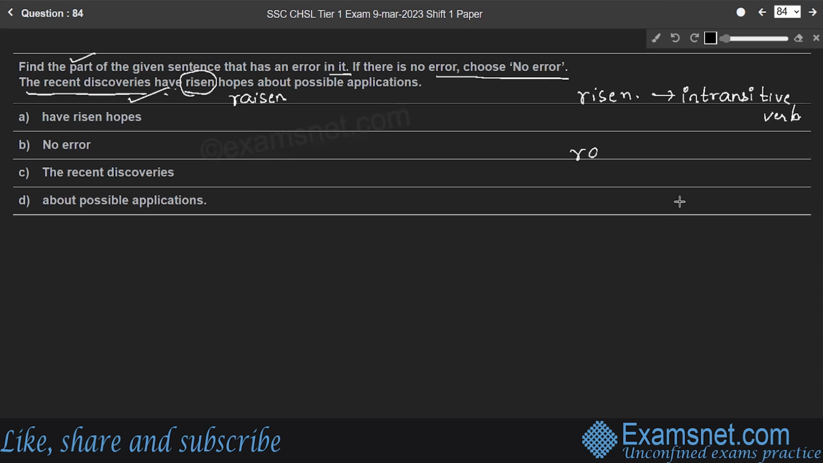Whereas raise is a transitive verb, a transitive verb that can take an object. Therefore, the recent discoveries have raised hopes about possible applications. Therefore, look at the option. So option A is the answer, which has error, have risen hopes. So in which the word risen is wrong, right? So it should be raised.